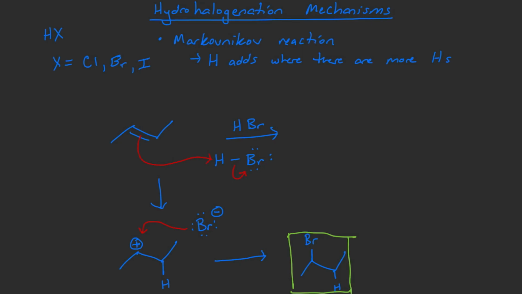Now, if we were to see this problem and it did not ask for the mechanism, but it just asked for us to predict the product, then what we do is we take 1 hydrogen and we take the 1 bromine and we add them on opposite ends of the double bond. And this is also anti-addition.